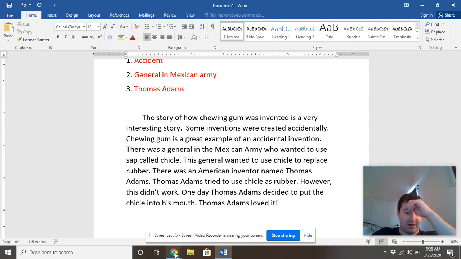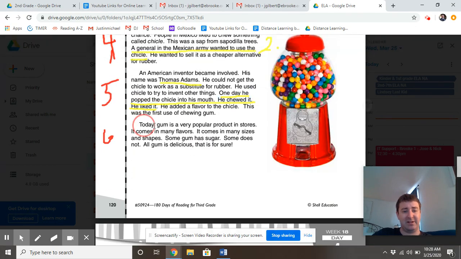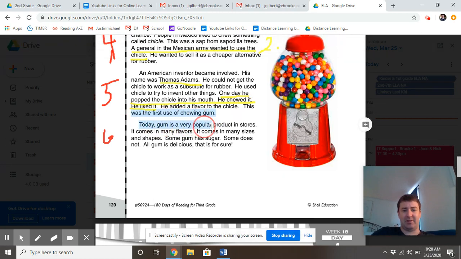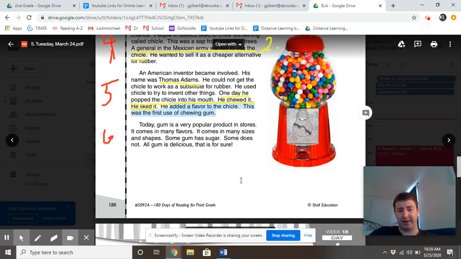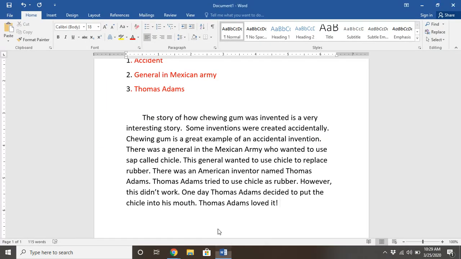and here again we can go back to the text and look at this last paragraph, paragraph 6, to say today gum is, sorry, actually let's bump back up to 5 and then go into 6. He added a flavor to the chicle. This was the first use of chewing gum. Today the gum is a very popular product in stores, yada yada yada. So I think right here is a really good concluding sentence for us for Thomas Adams.